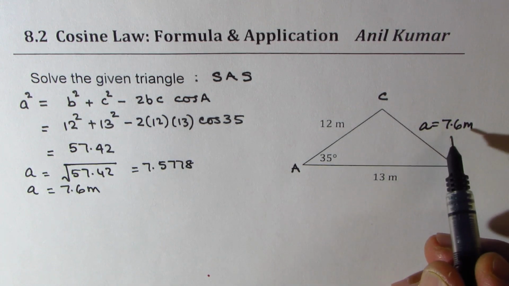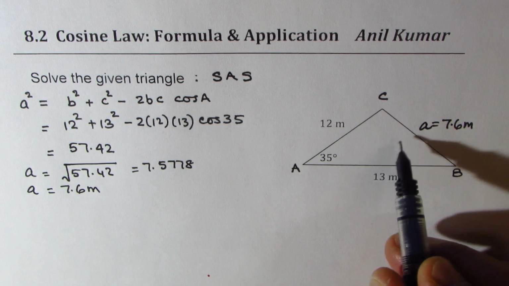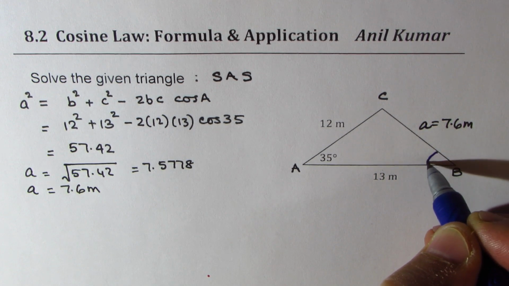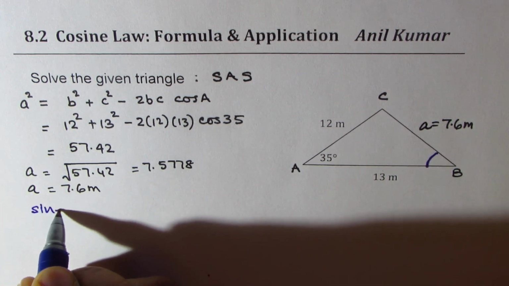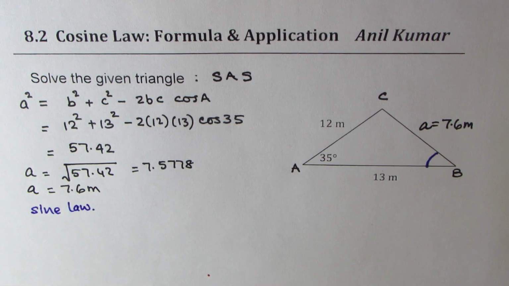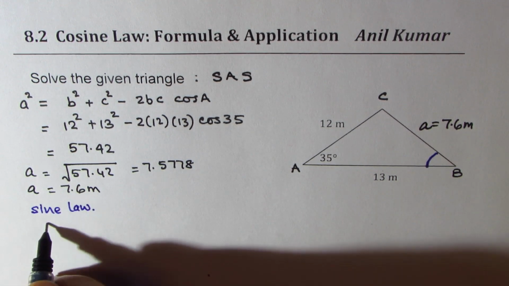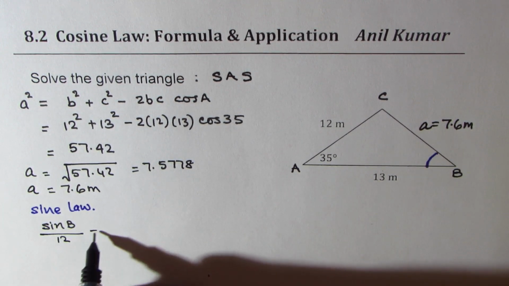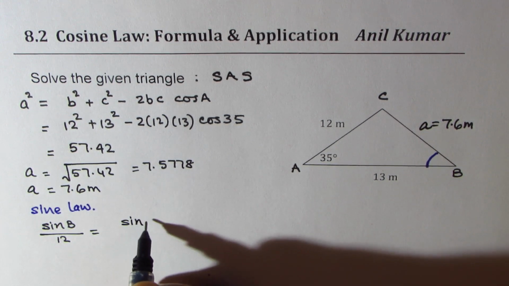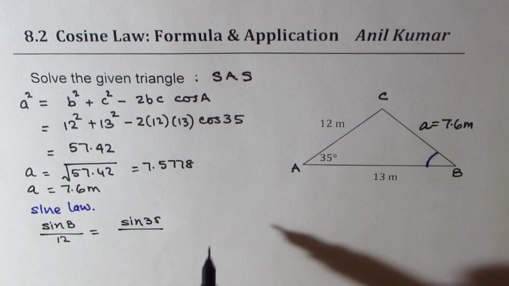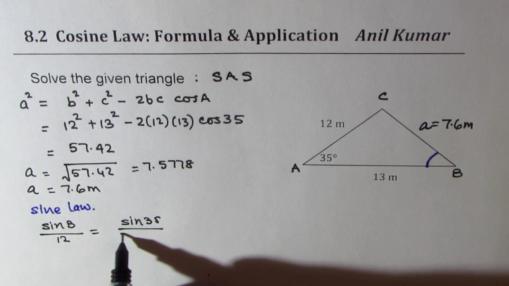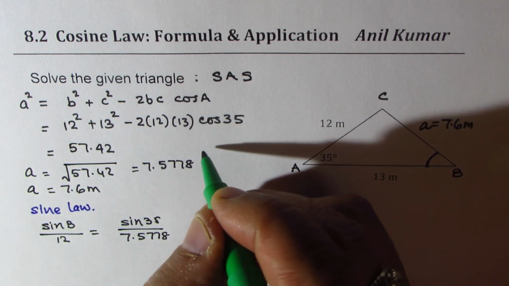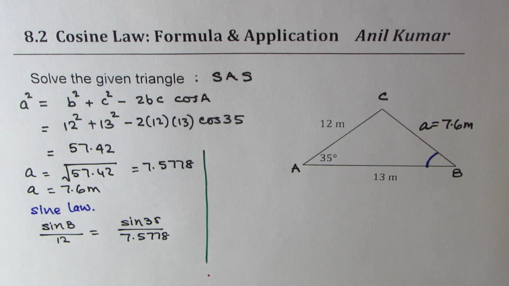Now, once we know that side and we know the angle opposite to it, we can now apply the sine law, correct? To find the other angles, for example, these angles, we can now apply sine law. So let's find angle B. So we have sine of B over the side given to us, 12, equals sine of 35 over the side which we found. We like to use 4 decimal places, 7.5778, correct, for accuracy.